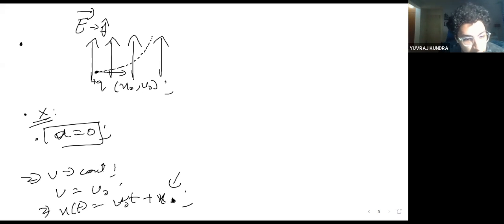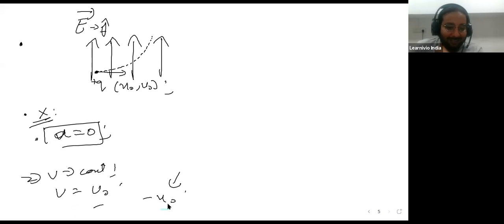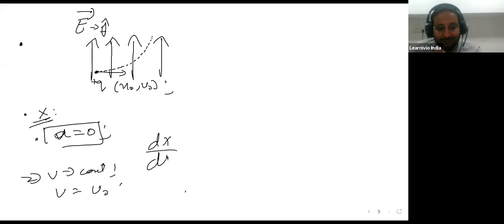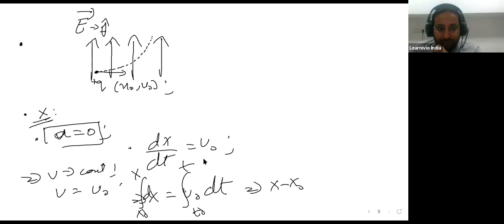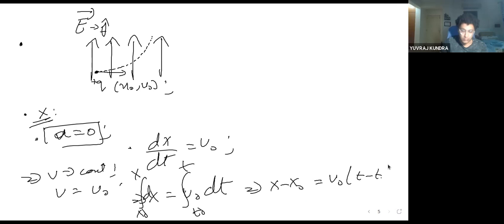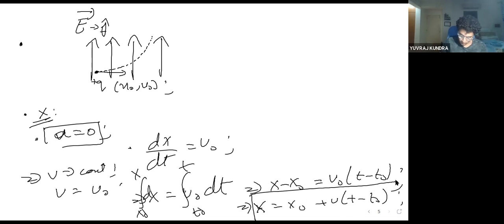From the previous derivation? Not from the previous derivation. Yes, kind of, but not really. It just comes from the fact that v is dx by dt, which is v naught. This implies dx is equal to v naught dt. So you're integrating from x naught to x, from some time t naught to time t. So x minus x naught is equal to v naught times (t minus t naught). Lovely. So this implies x is equal to x naught plus v naught (t minus t naught). Lovely expression. Very nice expression.